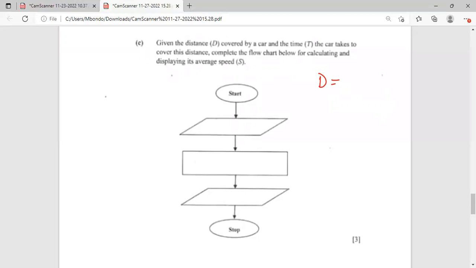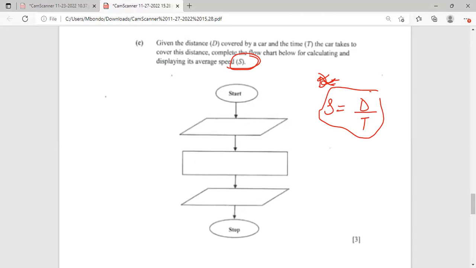Now, you know that speed is equal to distance over time. Speed is equal to distance over time, and that's what we are calculating. So you need, first of all, to write this formula. That's why sometimes if you have forgotten the formula, you may have challenges. Because first of all, you need to have the formula.